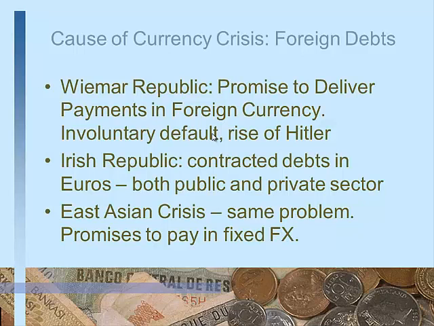The Irish Republic also ran into a big crisis, because when they were prosperous, they took debt in euros, both the public and the private sector, and then they were hit by a crisis, and then they had liabilities. The same thing happened in Greece. The East Asian crisis also had the same problem.